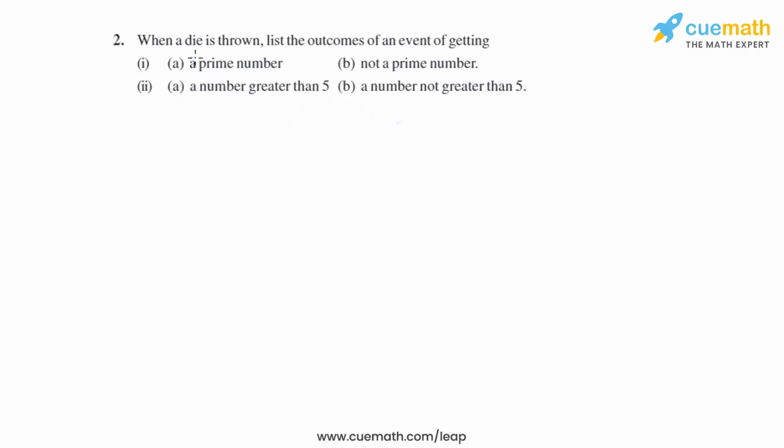Question 2 of this exercise says when a die is thrown, list the outcomes of an event of getting a prime number, not a prime number, a number greater than 5, a number not greater than 5. So as we know that there are 6 numbers in a die. So these numbers are 1, 2, 3, 4, 5 and 6. So these are the 6 possible outcomes when we throw a die.